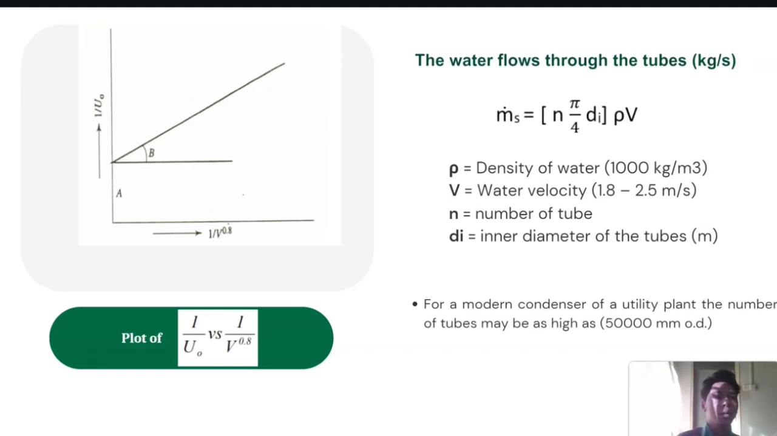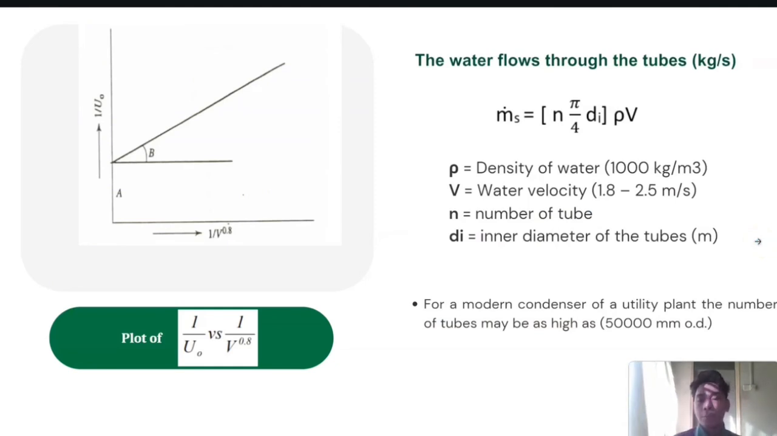The term pi over 4 di squared represents the cross-sectional area of a single tube. This is derived from the formula for the area of a circle, which is pi r squared. Since the radius r is half of the diameter, we can express the area as pi times di over 2, squared. When we multiply the area of one tube by the number of tubes, we get the total cross-sectional area of all the tubes. Overall, this formula calculates the total mass flow rate of water through all the tubes in the condenser.